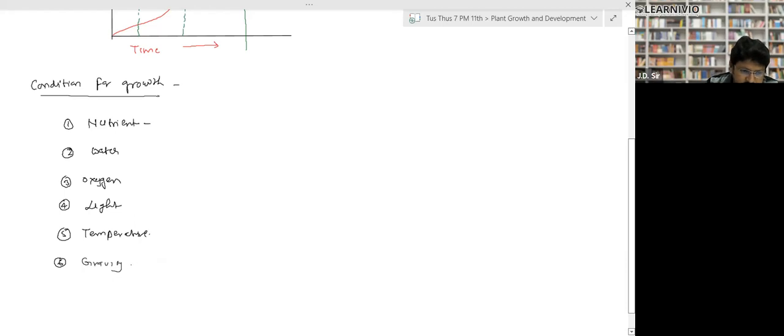ग्रेविटी डिटरमाइन द डायरेक्शन, अगर आपको कोई कंफ्यूजन हो तो यहां पे नोट्स कर सकते हैं. इट डिटरमाइन डायरेक्शन, तो ग्रेविटी डायरेक्शन डिटरमाइन करती है प्लांट की, है ना. शूट ऊपर की तरफ ले जाती है और रूट को नीचे की तरफ लेकर के आती है. ये मेजर फैक्टर थे.